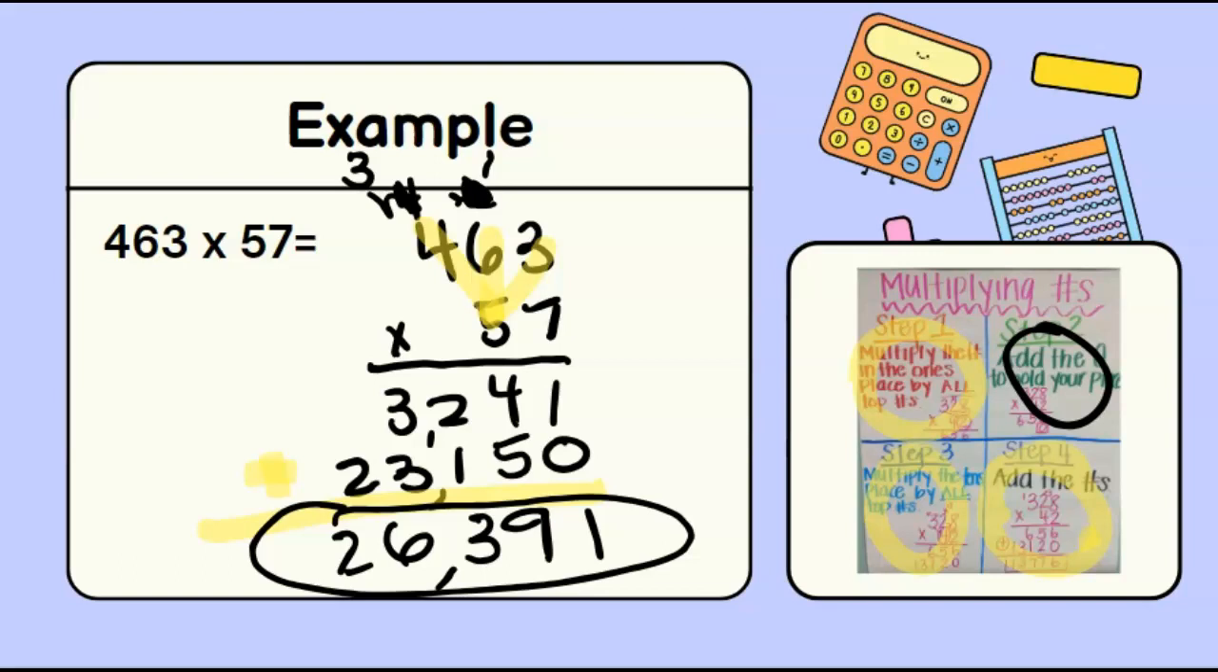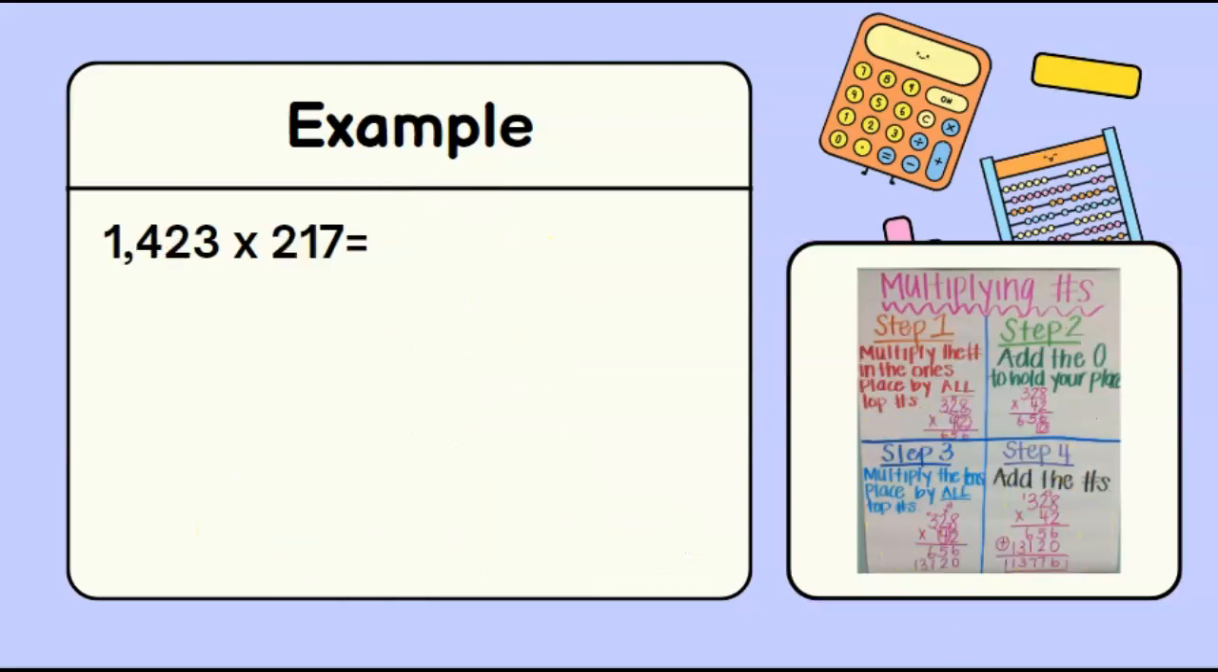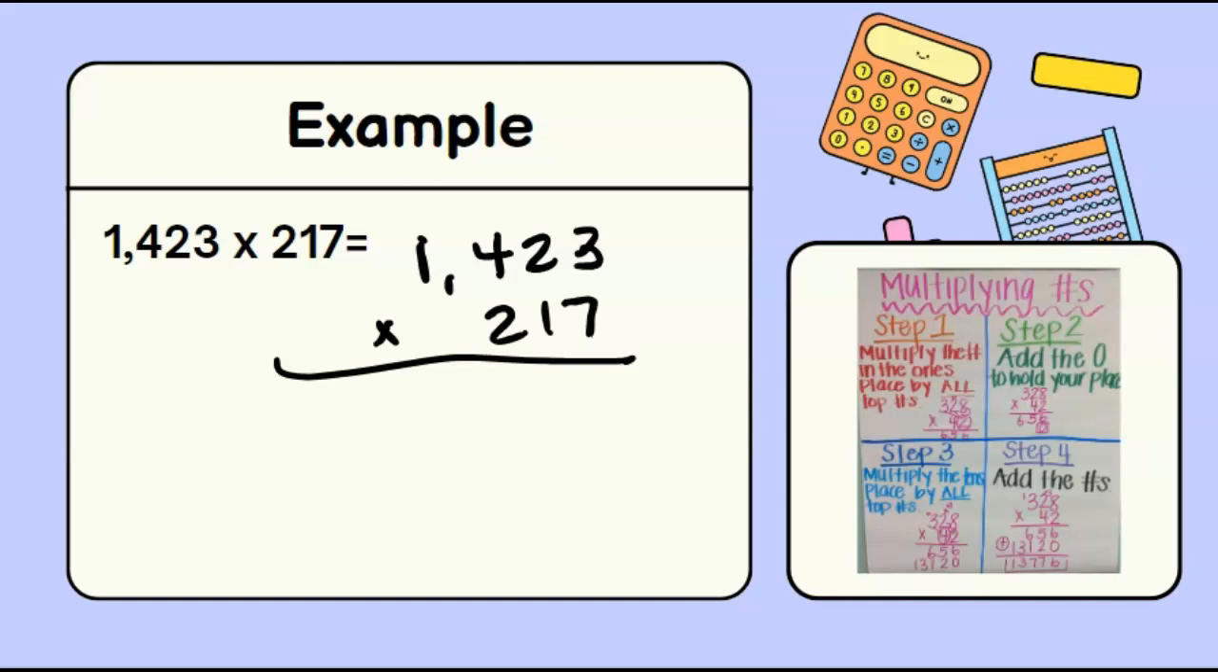If I have numbers with more digits, I'm going to repeat steps 2 and 3. So again, what it would look like is I'm going to stack the number with the larger digit on the top, and then the smaller number on the bottom.